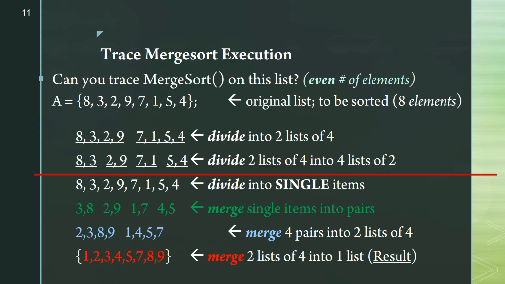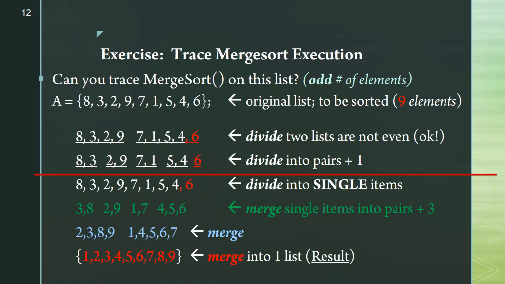Now we take 3 and 8 and 2 and 9 and merge those together. So 2, 3, 8 and 9. And then we take 1, 7 and 4, 5 and merge those together. 1, 4, 5, 7. Finally, we merge the last two lists of 4 together into one final result, which is sorted. But how exactly are we doing this merge? We'll talk about that in just a moment. Here's an example when we're doing the same thing, however, using an odd number of elements. As you can see, it can be done. Pause the video to see how it's done.